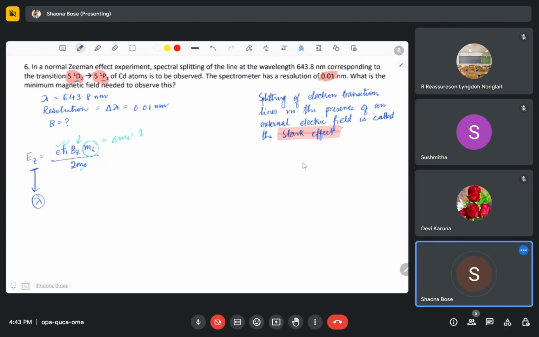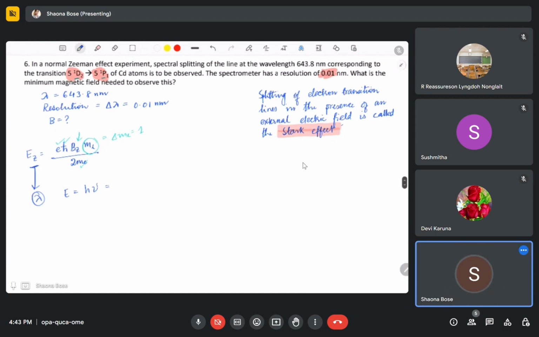So this E, we will write it in a form which includes the wavelength. Okay? So E is h nu, as we know. Let us equate this to the equation we have, Bz ml by 2me.